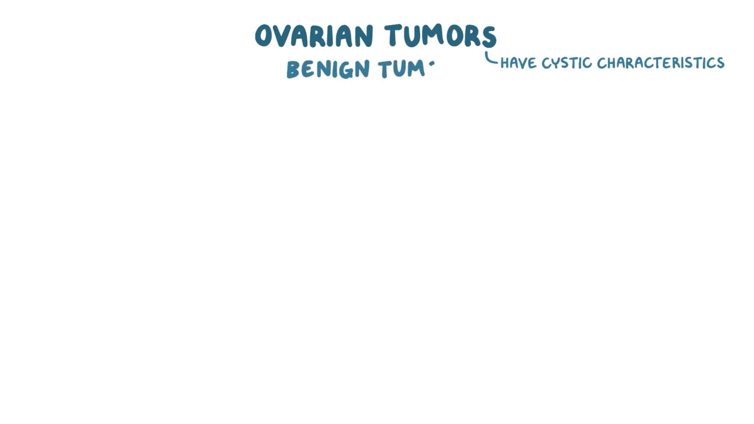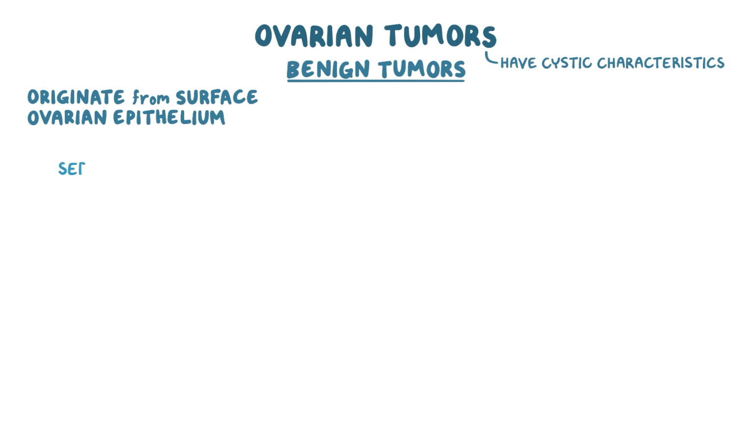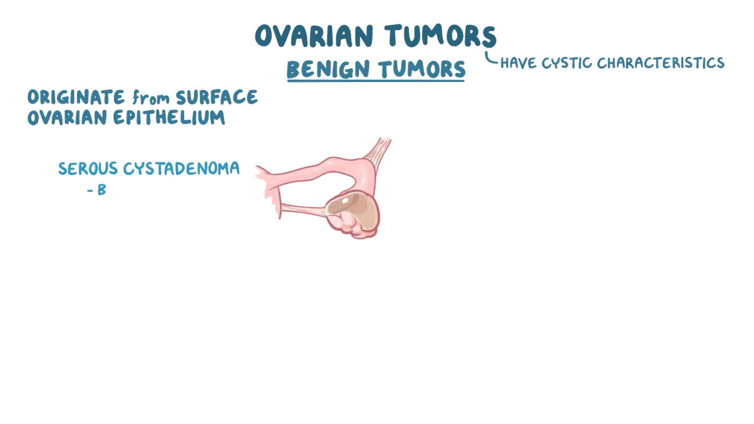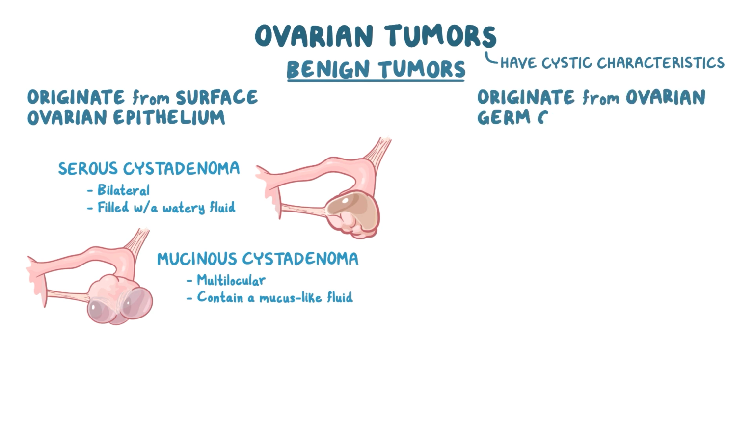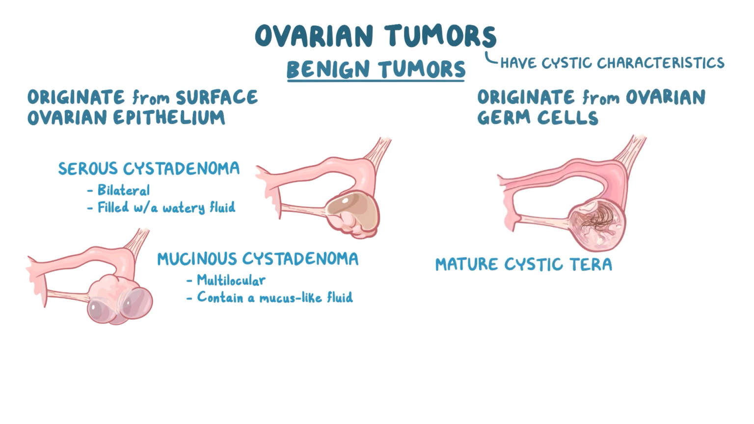First, there's benign tumors. Some originate from surface ovarian epithelium, such as serous cystadenomas, which are often bilateral and filled with a watery fluid, and mucinous cystadenomas, which tend to be multilocular and contain a mucus-like fluid. Some originate from ovarian germ cells, such as mature cystic teratomas, also called dermoid cysts.